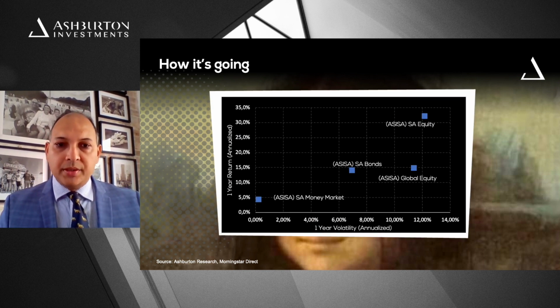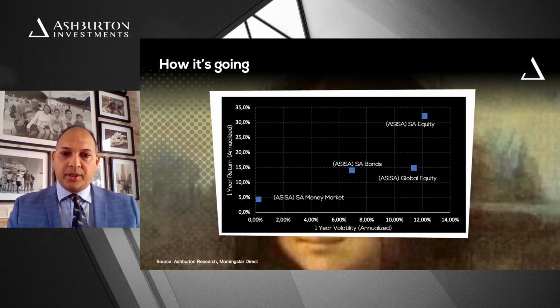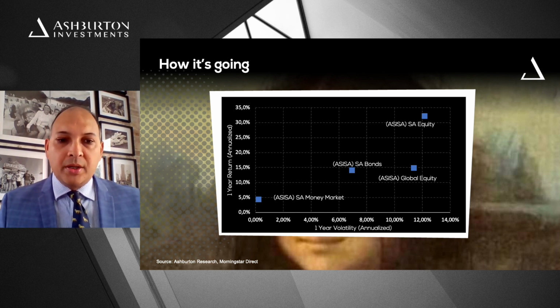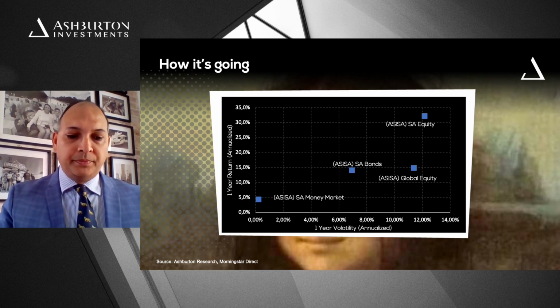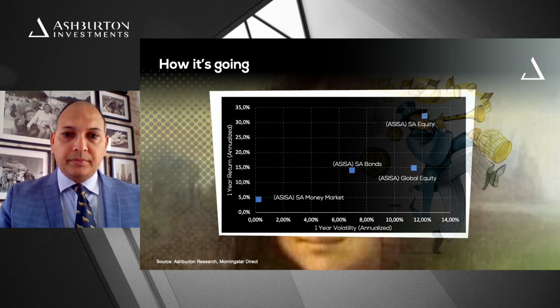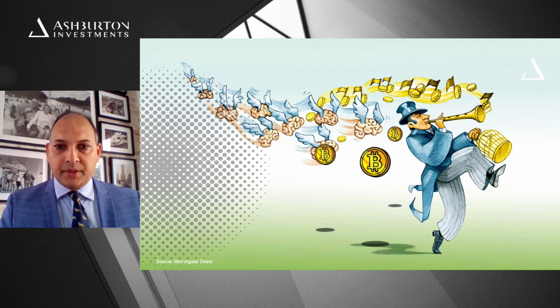SA equities have offered double the returns of global equities. And the money market rates have been just about in line with inflation. So the worst place for the retail money to be. So what else are investors looking at?